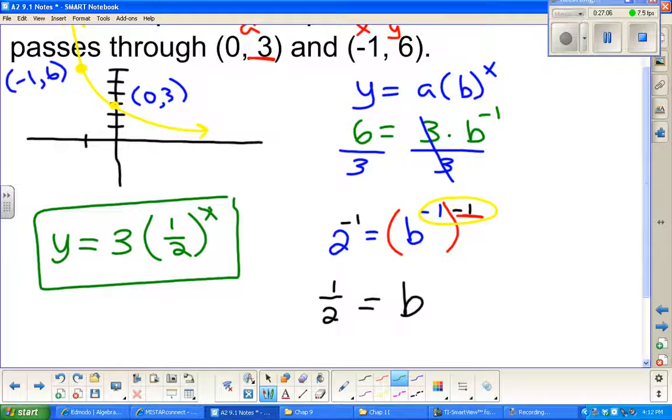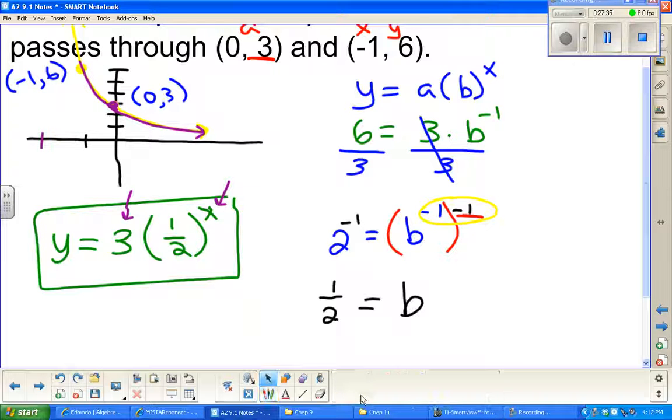Let's look at it and see if it makes sense. That was our starting value. As we increase x values, the y values are getting cut in half. As we move to the left, the y values are getting doubled. We went from 3 to 6. The next point at negative 2 would be way up at 12. So this fits.